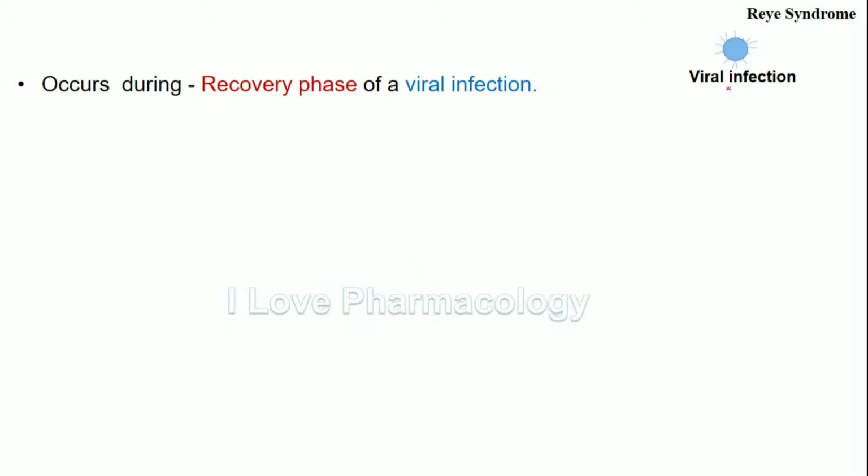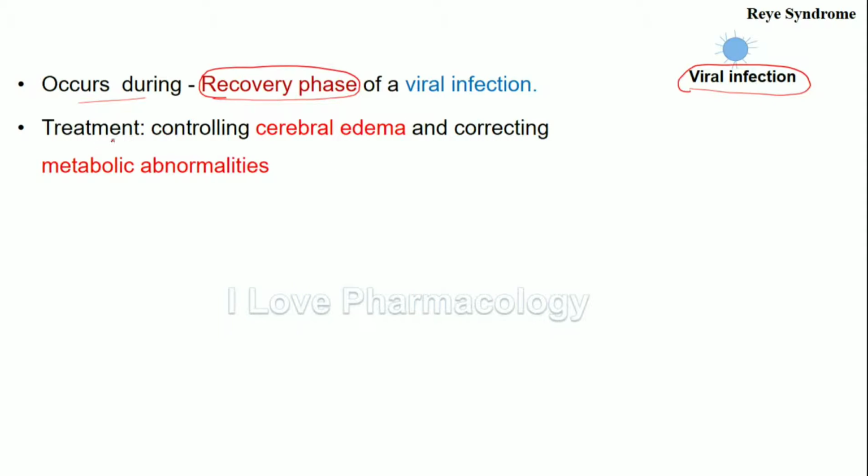Most commonly it occurs due to a viral infection, mainly during the recovery phase of the viral infection. The main treatment involves controlling cerebral edema and correcting the metabolic abnormalities. By controlling the cerebral edema, you will be preventing brain damage as far as possible. But in Reye syndrome, the significant mortality is mainly due to brain damage. Because of the brain damage, the mortality rate increases.